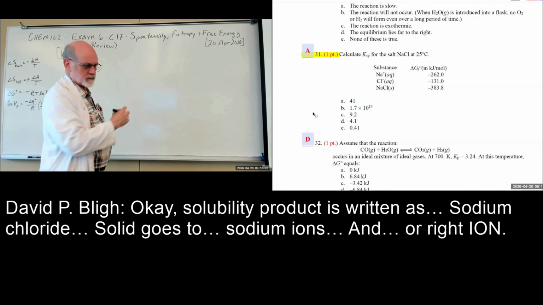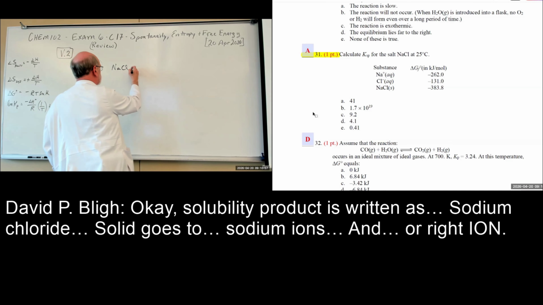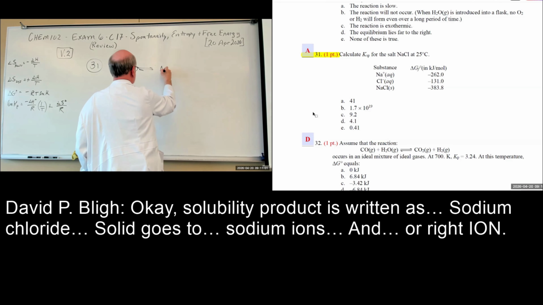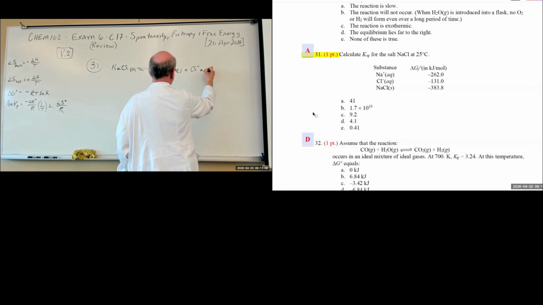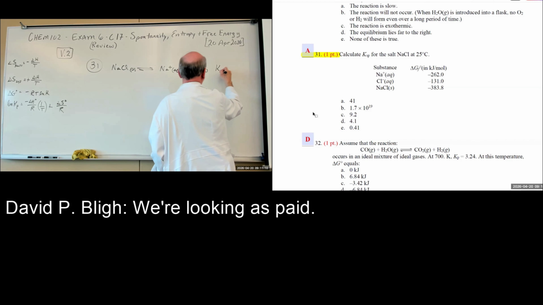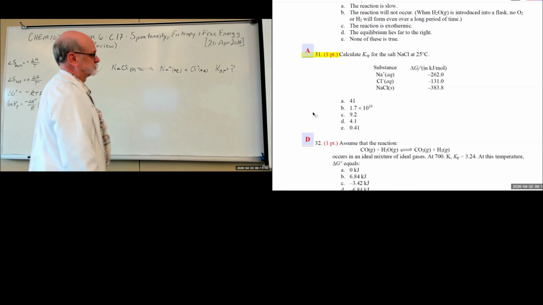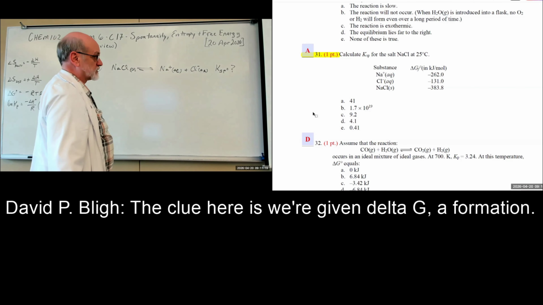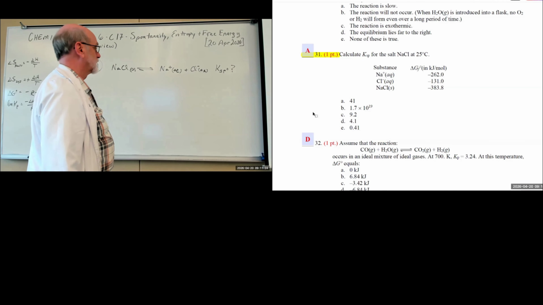Okay. Solubility product is written as sodium chloride, solid goes to sodium ions and chloride ion. We're looking at Ksp. Okay. The clue here is we're given delta G of formation for each one of these.